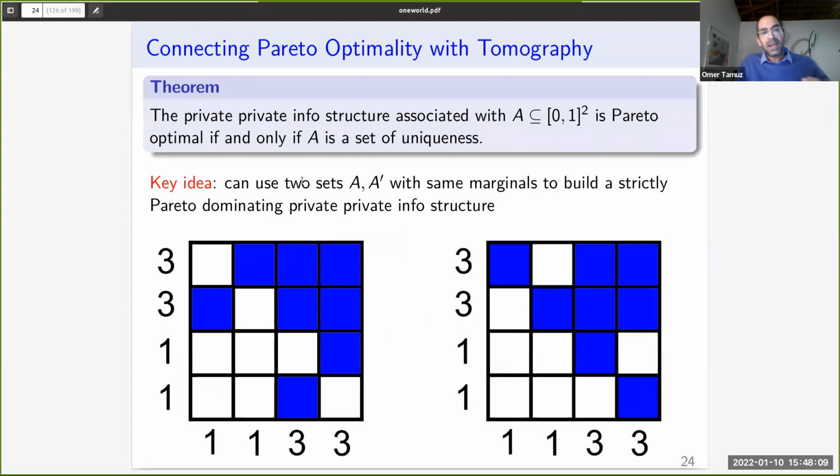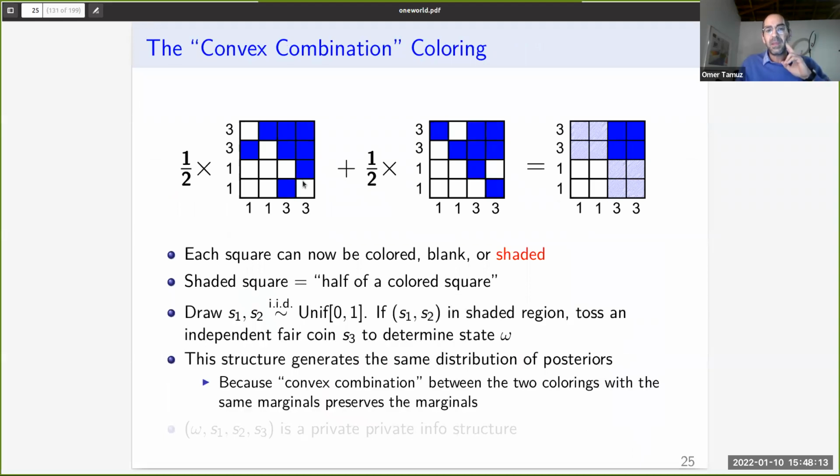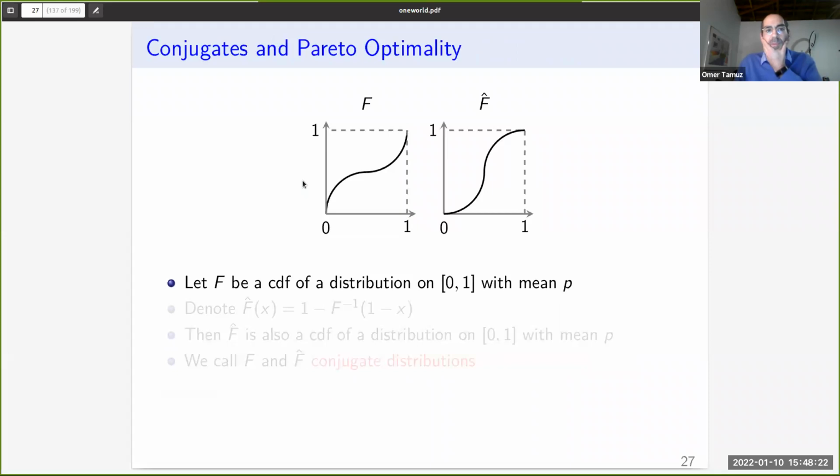So I don't have a lot of time. So unfortunately, I'm going to have to skip the proof of this. But maybe if people are interested in staying after the hour, I can come back to this. This is one way of thinking about Pareto optimality through these sets of uniqueness. And this also holds in higher dimensions. But here's an even more concrete way.